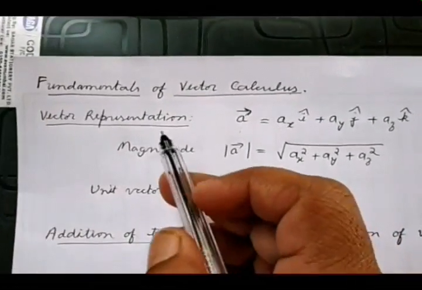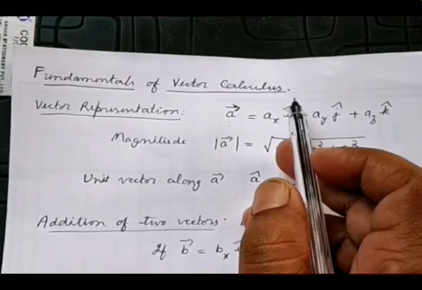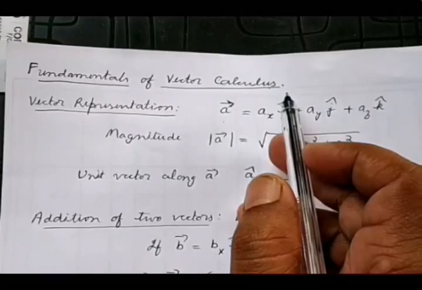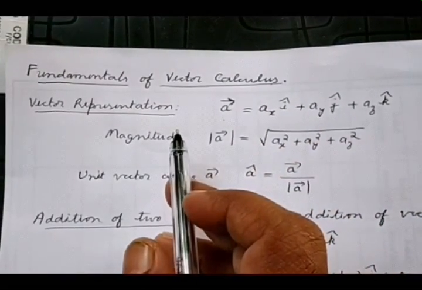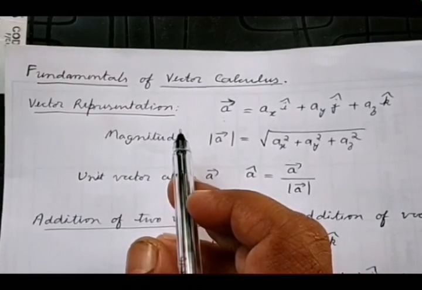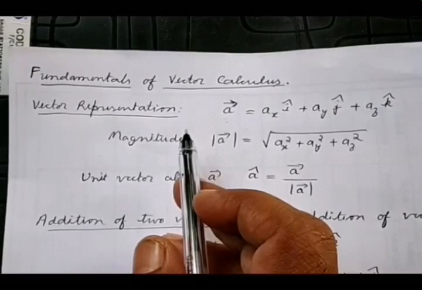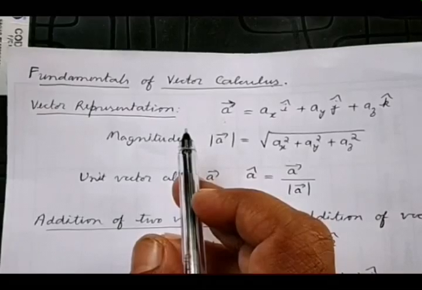In this video, I am going to talk about the fundamentals of vector calculus, which you will need in the study of the Maxwell's equations. So you know that there are two types of quantities, vector and scalar. A scalar is a quantity which has only magnitude but no direction. A quantity which has both magnitude and direction is called a vector.